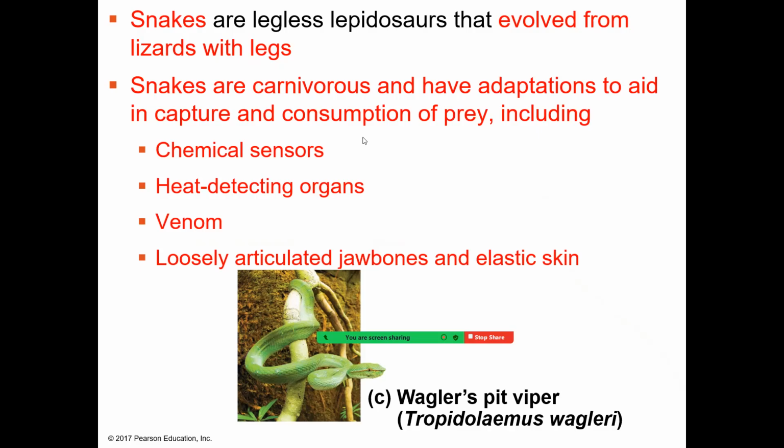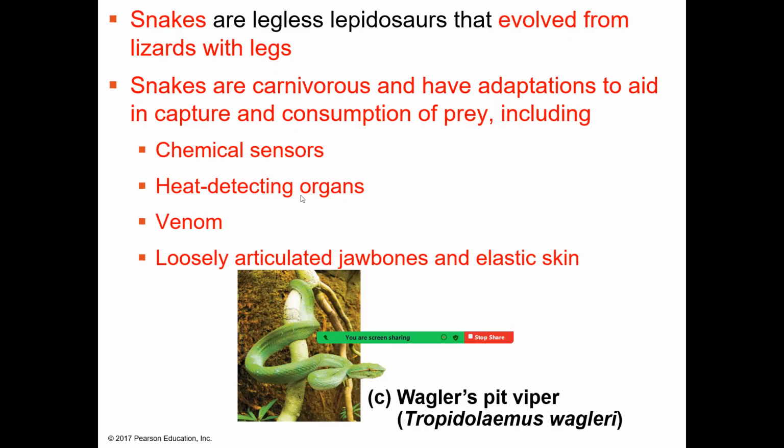The adaptations that help them to find and capture and eat their prey: chemical sensors, so they're able to pick up on where prey might be hiding, where they have gone before. They're also able to pick up on heat, so they're able to detect heat in prey, so they can sense which direction they need to move in to find prey. Venom is important. When they bite something, it can paralyze the victim. That then allows them time to eat.